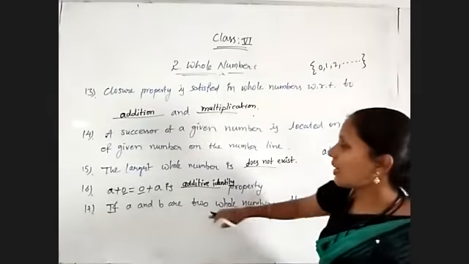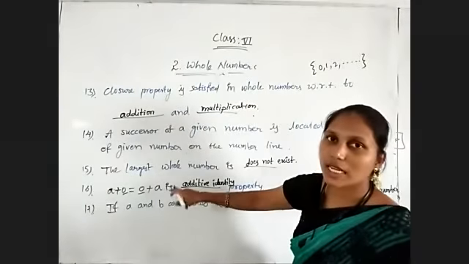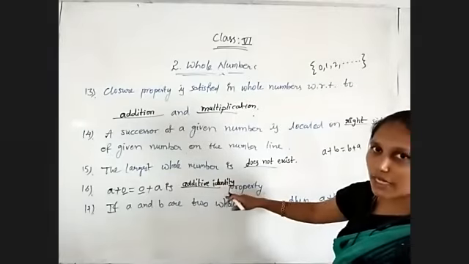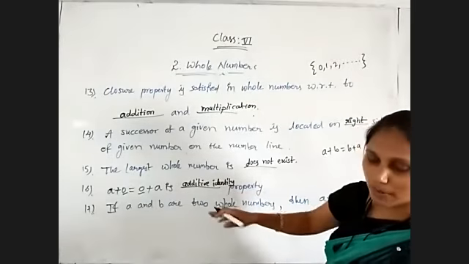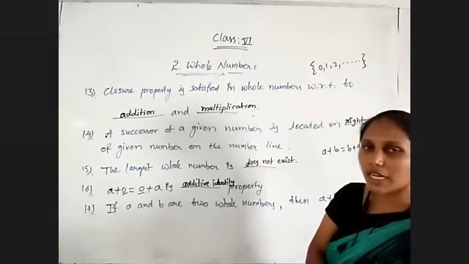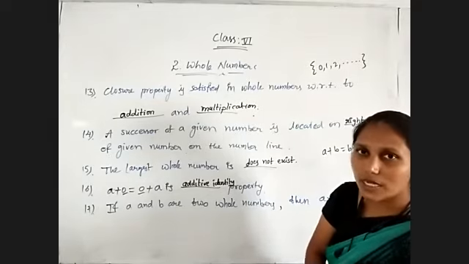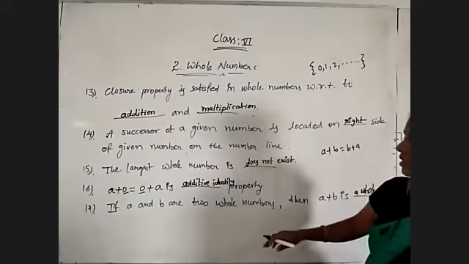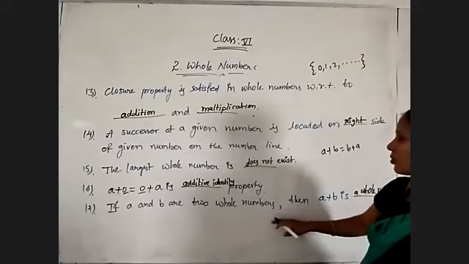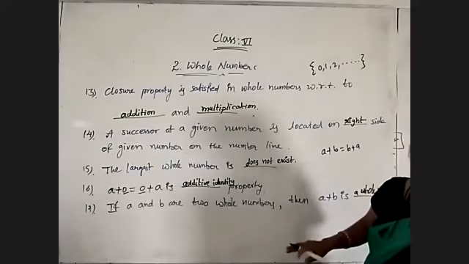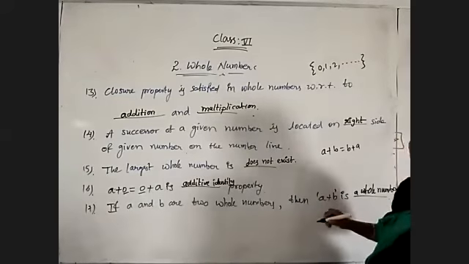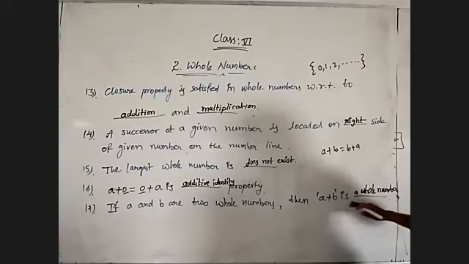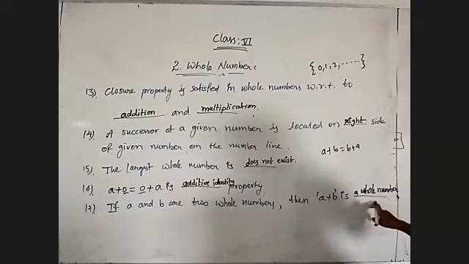Okay. Now, a plus 0 is equal to 0 plus a. 0 is included there. That is equal to a only. Meaning by adding 0 to any number, we will get that number itself. So 0 is called the additive identity of whole numbers. Now, if a and b are two whole numbers, then a plus b is. Just the result asking, if you are adding any two whole numbers, the result also is a whole number. Which property is it? Closure property.